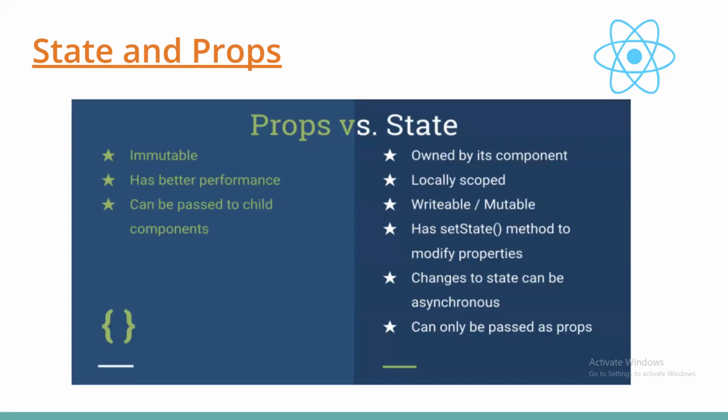Here I have given some differences between props and state that I have already mentioned. Props are immutable, have better performance, and can be passed to child components. State is owned by its component, is locally scoped, and is writable and mutable. We can change and update the values using React hooks, which we will get to know in the next slide. Changes to state can be asynchronous, and state can only be passed to child components as props. So these are the key differences between state and props.